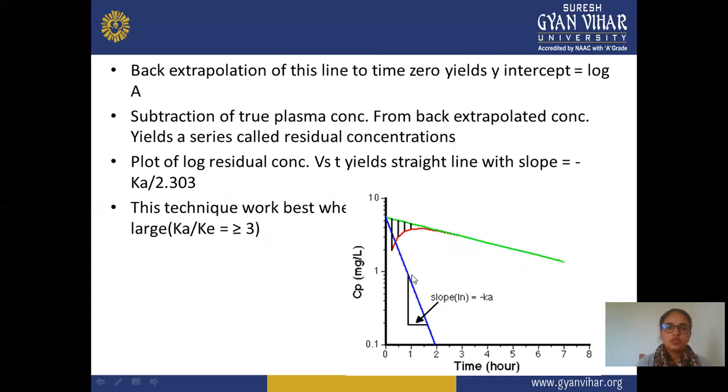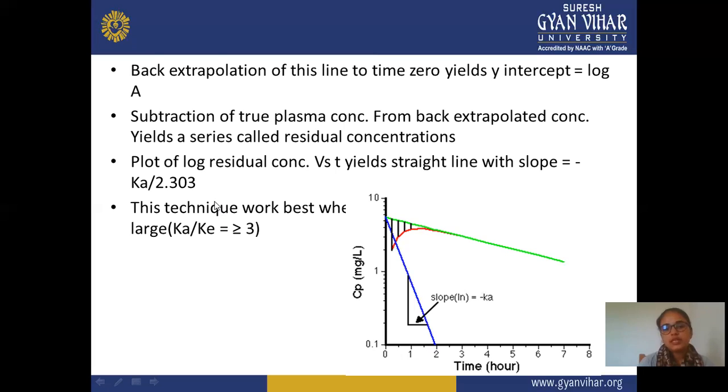So this is another semi-log graph. The back extrapolation of the line to time 0 gives the y intercept, log A. And this is another graph. The subtraction of the plasma concentration from the back-extrapolated concentration yields Cr, the residual concentration. A plot of log residual concentration versus time is a straight line with slope equal to -Ka/2.303.